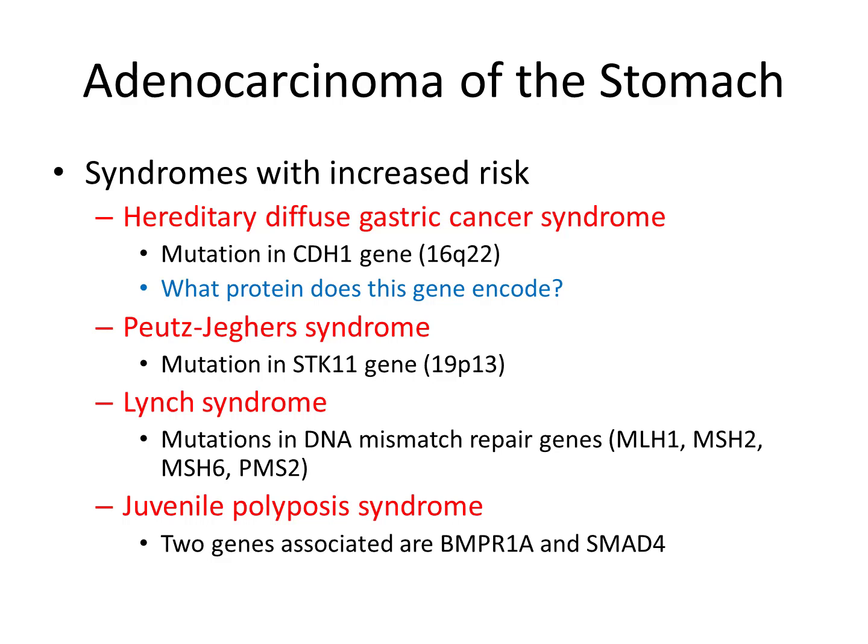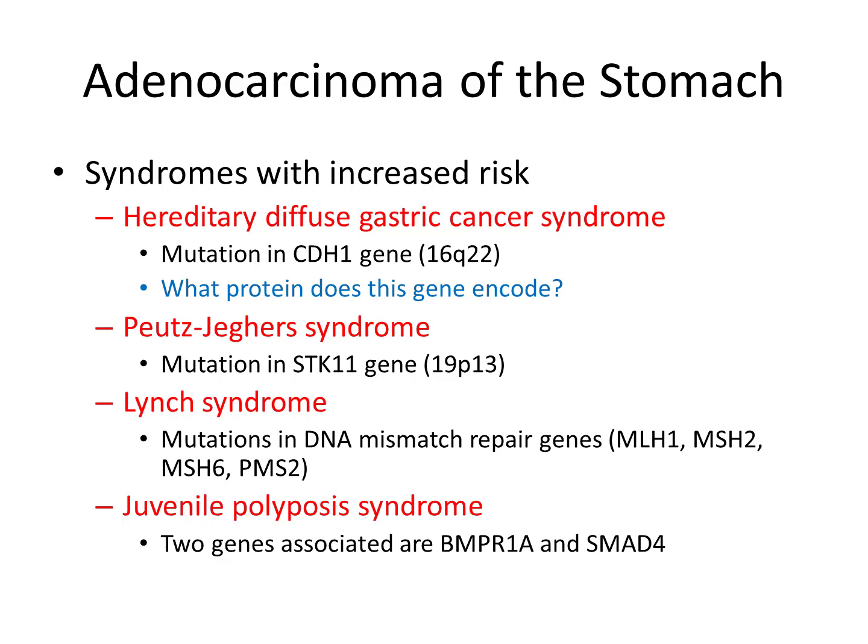Hereditary diffuse gastric cancer syndrome is caused by a mutation in the CDH1 gene on chromosome 16. Peutz-Jeghers syndrome is caused by a mutation in the STK11 gene on chromosome 19. Lynch syndrome is caused by mutations in DNA mismatch repair genes, including MLH1, MSH2, MSH6, and PMS2. Lastly, juvenile polyposis syndrome has 2 associated genes, which are BMPR1A and SMAD4.